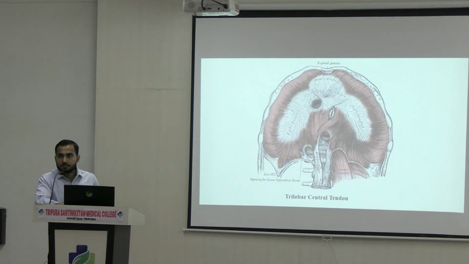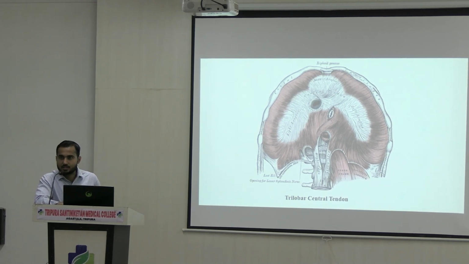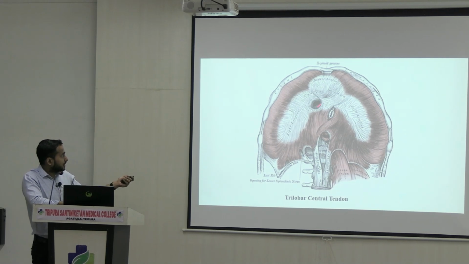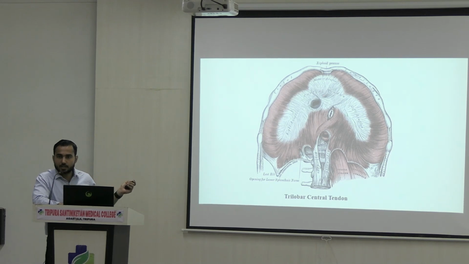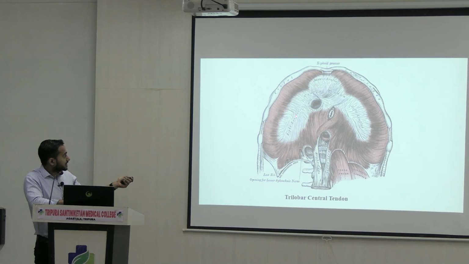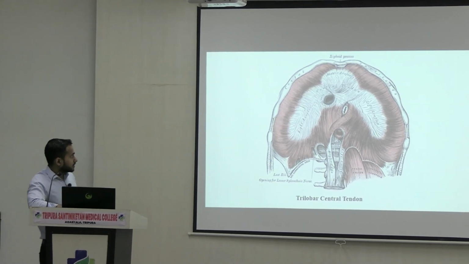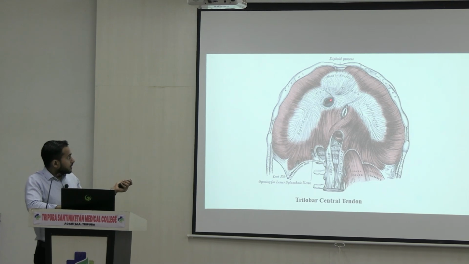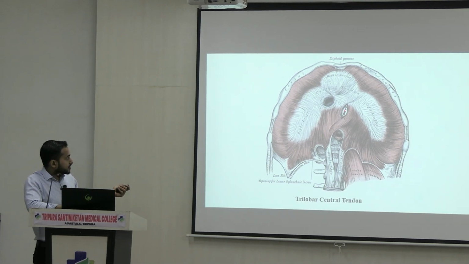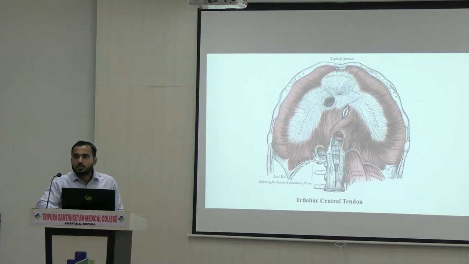Now here you can see the diagram. In this diagram you can see the insertion where the central tendon can be seen. This is the central tendon of the diaphragm, and this is the middle part. As I said, it is trilobar, meaning 3 leaflets are there. At the center, this is the middle leaflet, this is the right leaflet and this is the left leaflet. Here you can see an opening, and this particular opening is for the esophagus. So these are the insertions of the diaphragm.